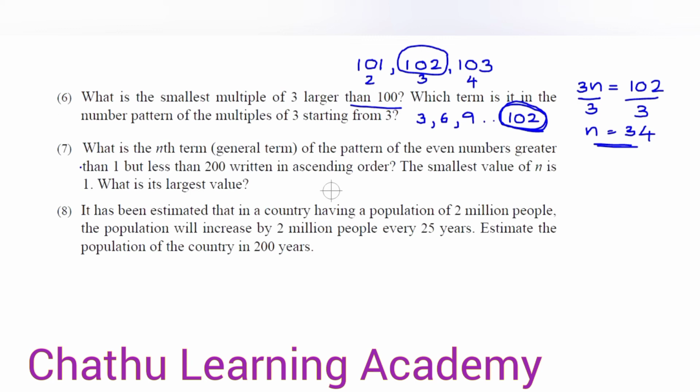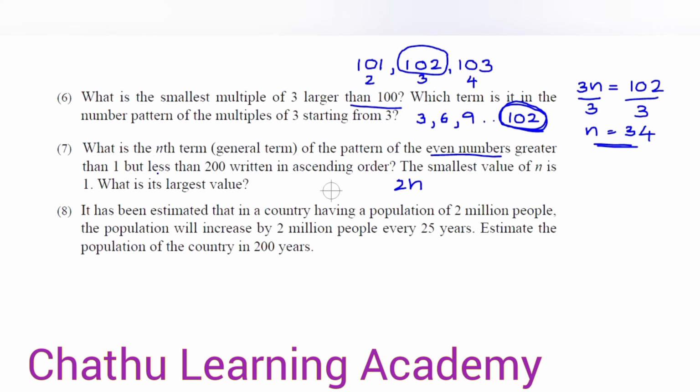Now look at the seventh one. What is the nth term? The nth term is another word for the general term of the pattern of the even numbers greater than 1 but less than 200, written in ascending order. Here we want to find the general term for even numbers. It means 2n, because even numbers are multiples of 2. Then the general term is equal to 2n.